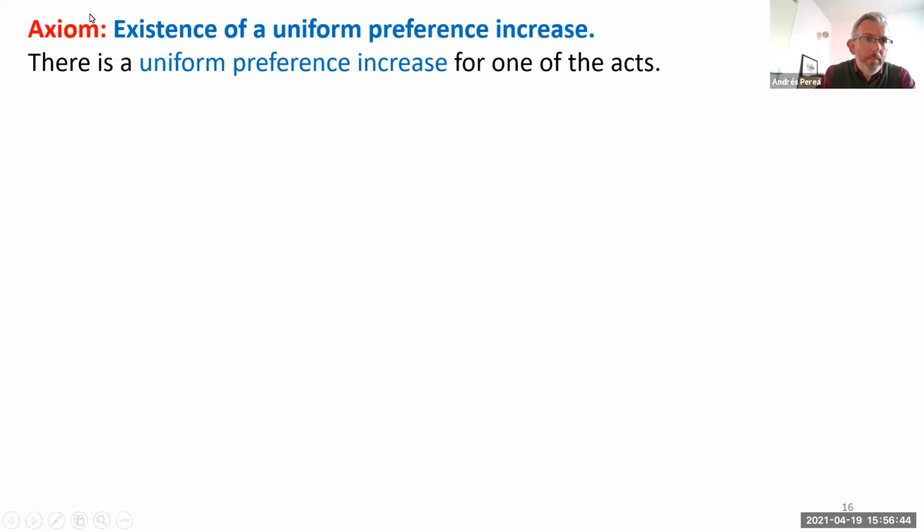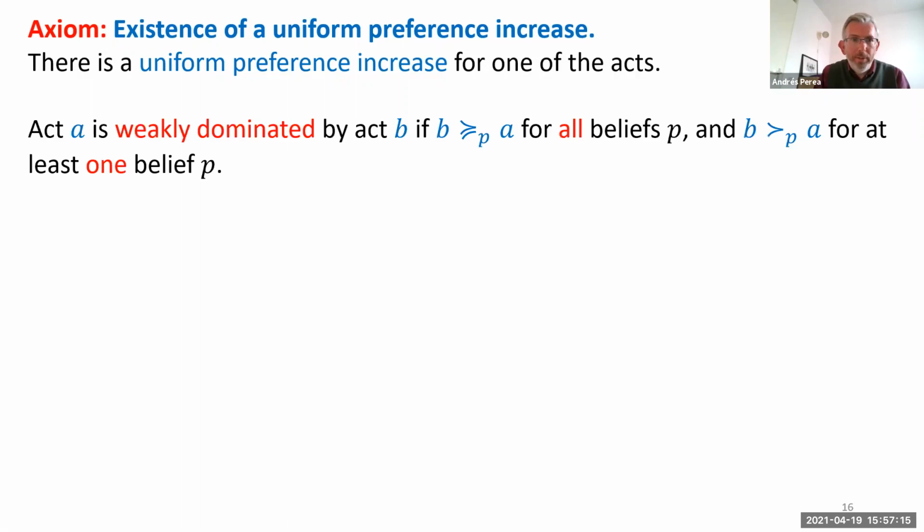So the axiom that I'm proposing is the existence of a uniform preference increase. It says that if we look at the conditional preference relation, then there should be a uniform preference increase for at least one of the acts. So it should always be possible for the decision maker to uniformly increase the preference intensity for one of the acts relative to the original one, without contradicting his conditional preference relation. And we'll see that if there are no weak dominances between acts, then this new axiom in combination with the regularity axioms will characterize precisely those conditional preference relations that have an expected utility representation.